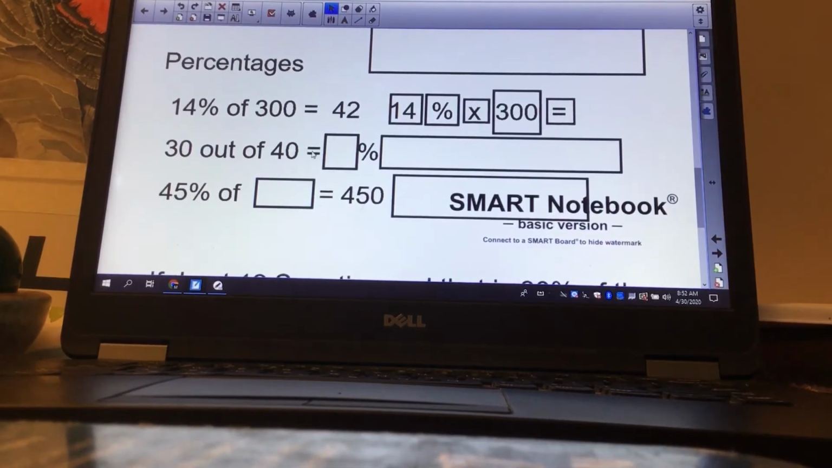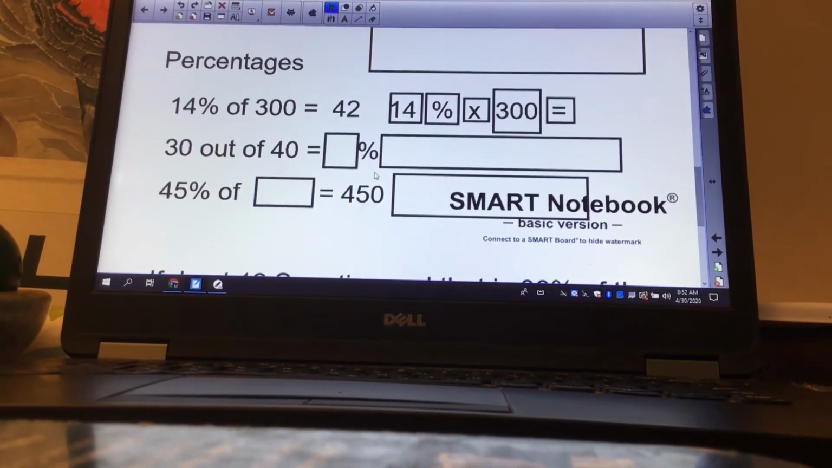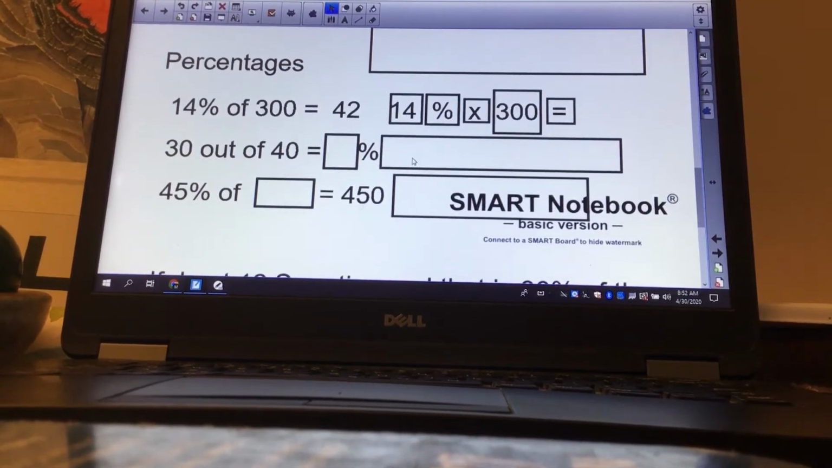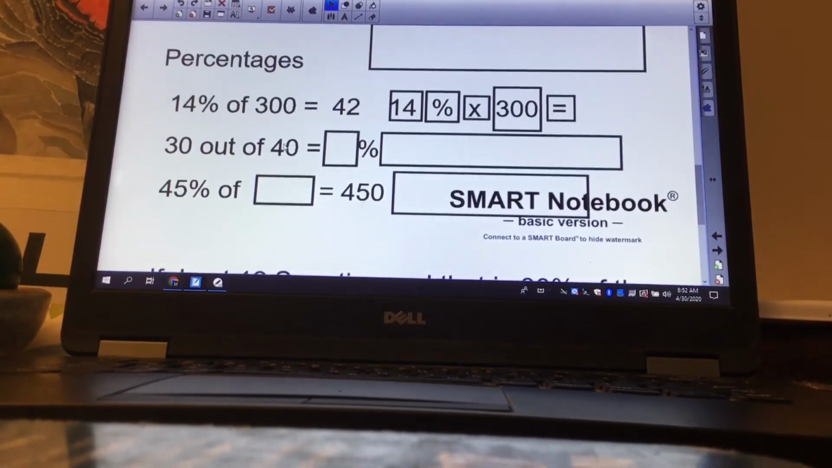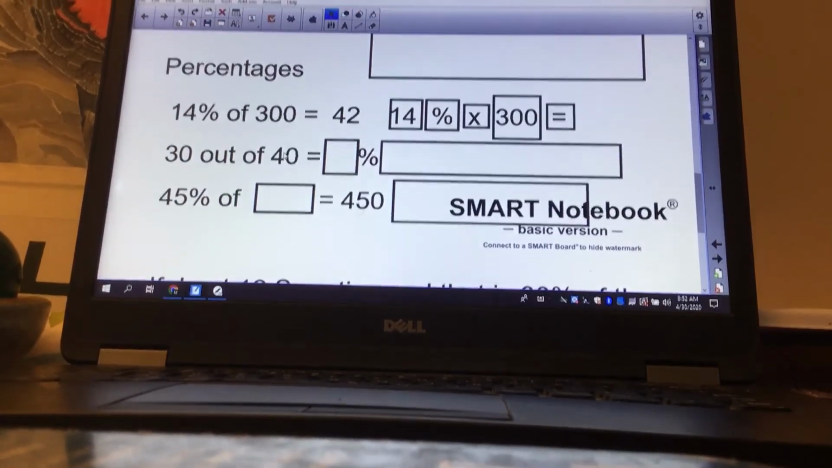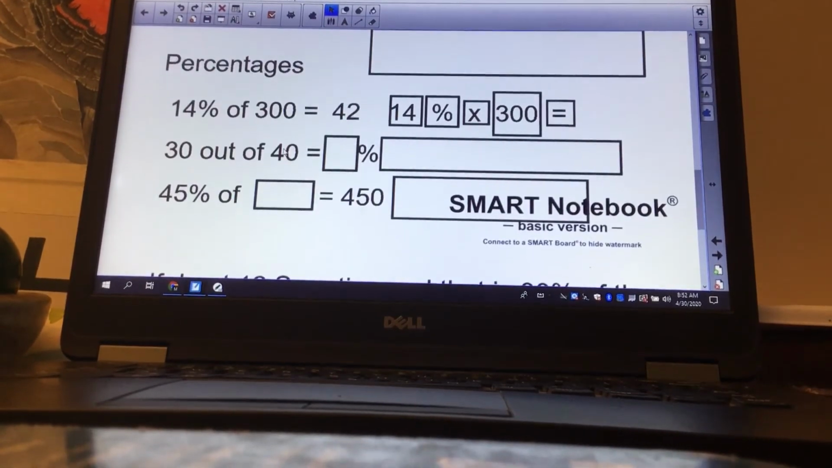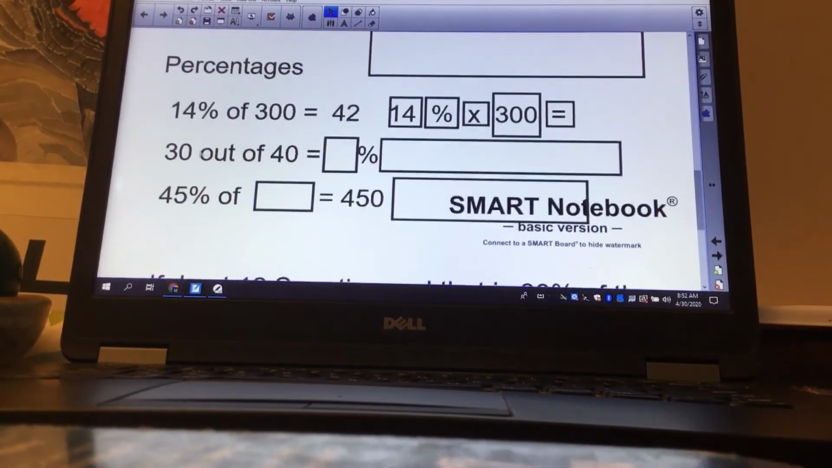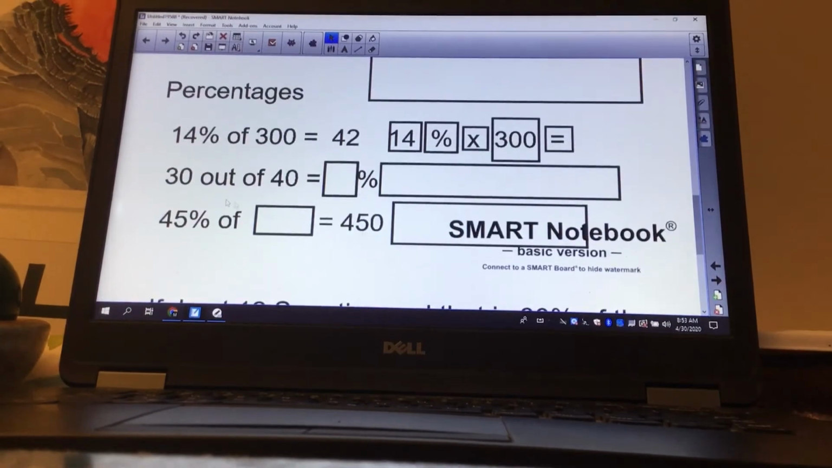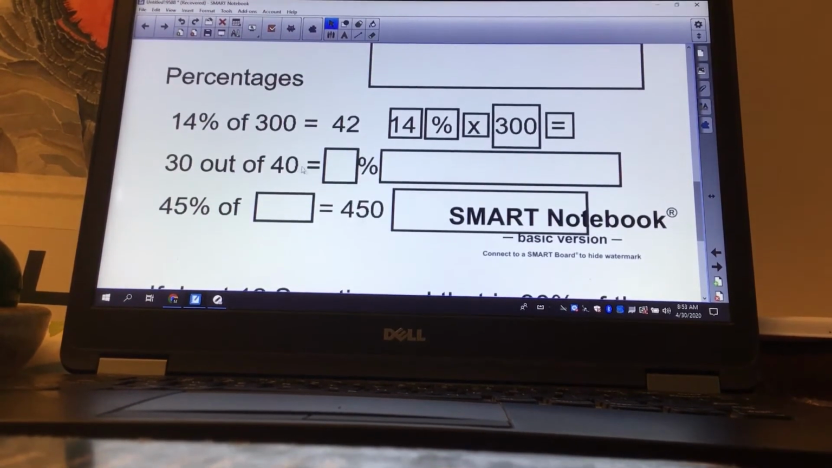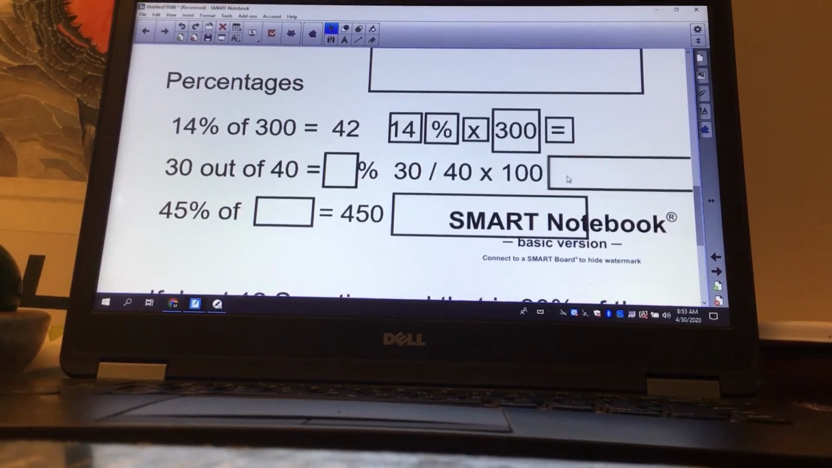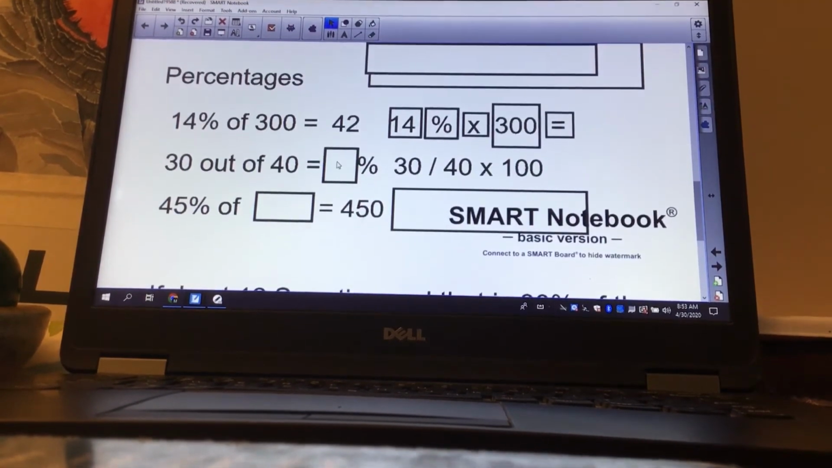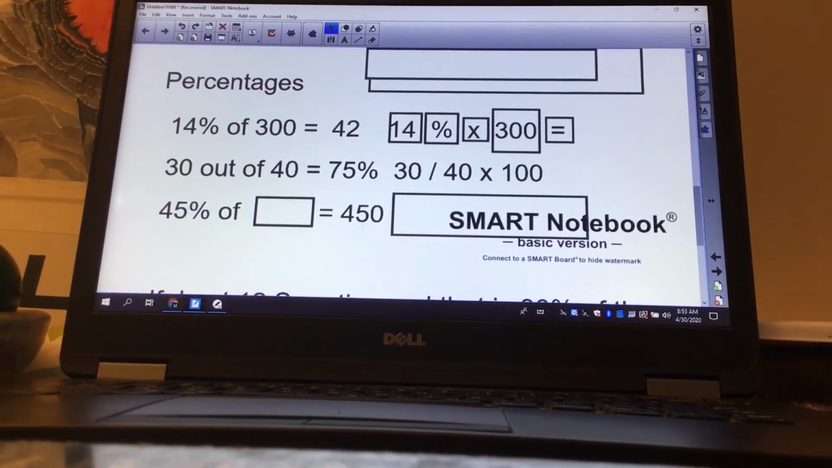30 out of 40 equals blank percent. This is slightly different. If we go all the way back up to the top, you'd remember top divided by bottom gives me a decimal. To go from a decimal to a percentage, you multiply that by 100. So 30 out of 40, think of it like a fraction. 30 on the top, 40 on the bottom. Top divided by bottom times 100. 30 divided by 40 times 100 will give me 75%.